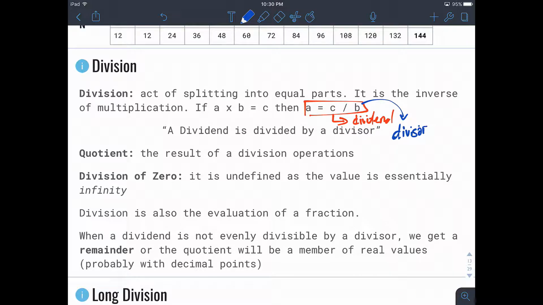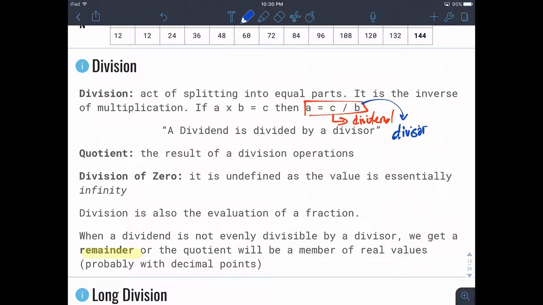A little concept: division by 0 is considered undefined, as the value is essentially infinity. Division is also the evaluation of a fraction, so fractions are essentially a division as well. And when a dividend is not evenly divisible by a divisor, we get something called a remainder, or the quotient will be a member of real values. That means we might have decimal points.